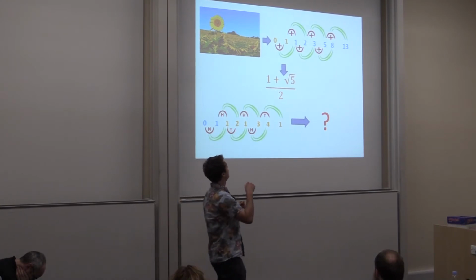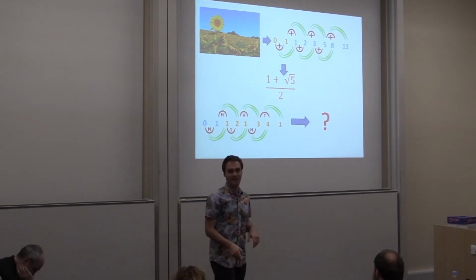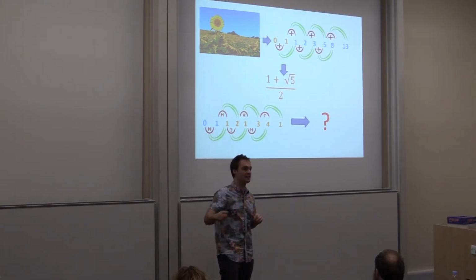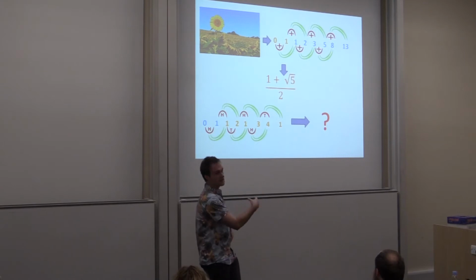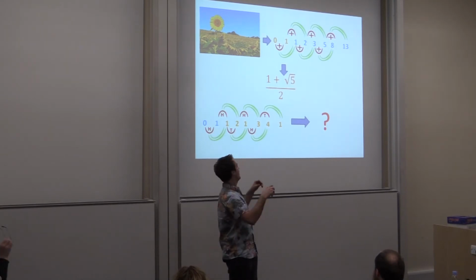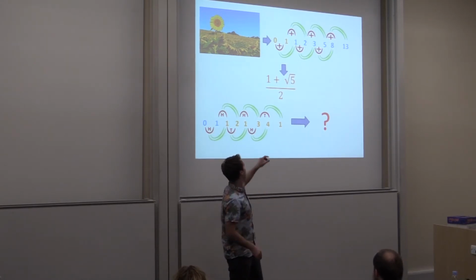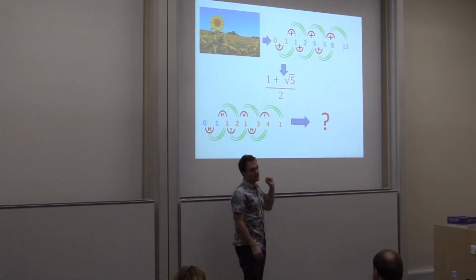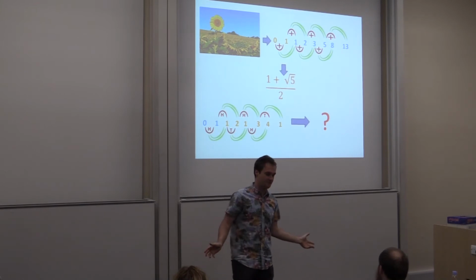If we take the ratio of consecutive Fibonacci numbers, for example 13 divided by 8, that's 1.625, and do this for larger and larger Fibonacci numbers, that ratio gets closer and closer to this number in the middle. This number, 1 plus root 5 over 2, is called the golden ratio.